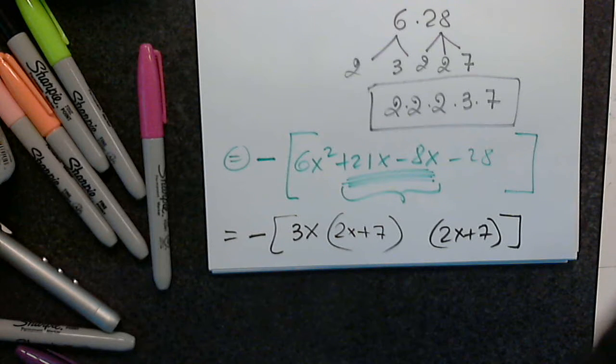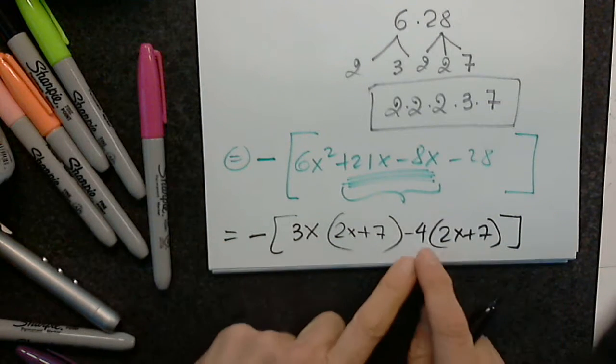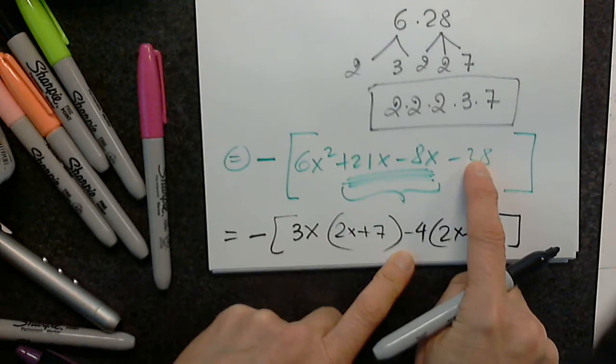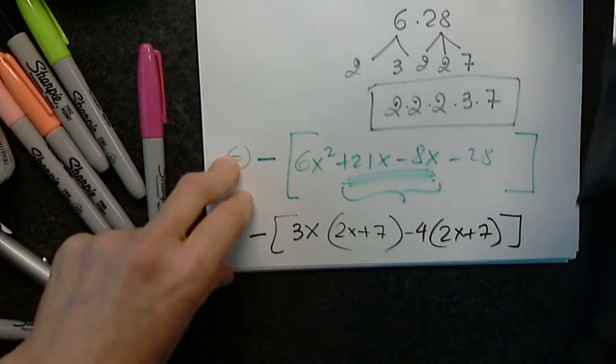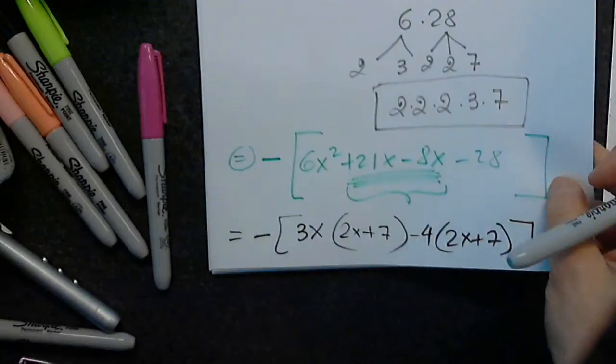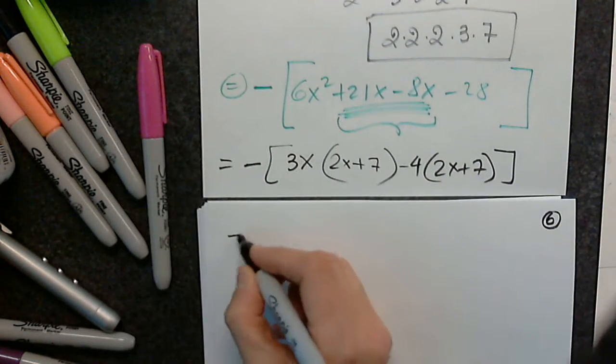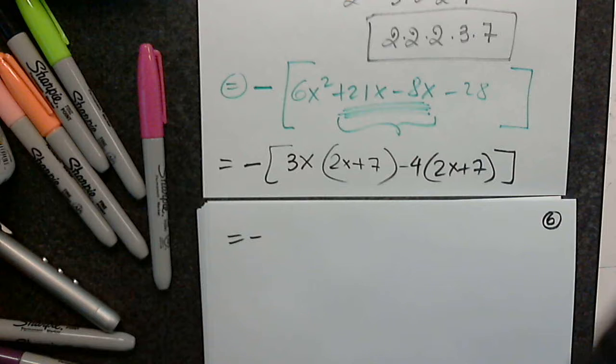So, sign. Factor. Awesome. Take a moment and check. Negative 4 times 2x, check. Negative 4 times 7, check. Now, other than negative 1 in front, what is the next common factor to these two terms that has to come out? 2x plus 7.